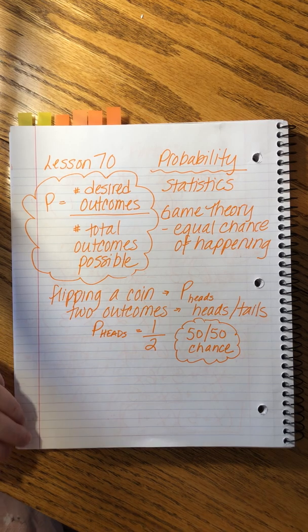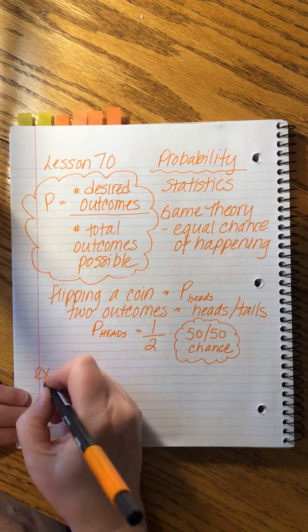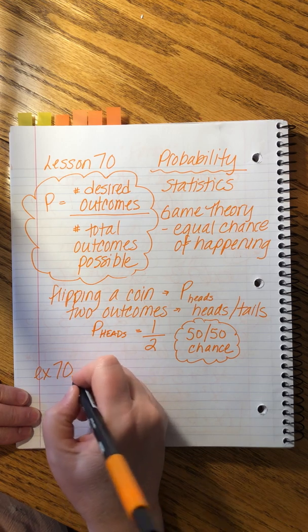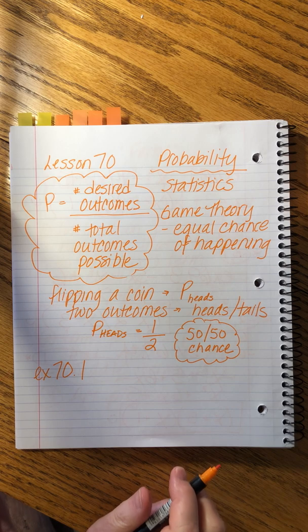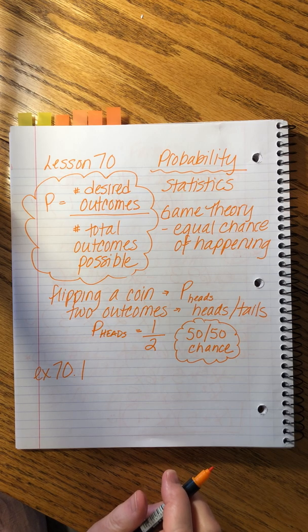Okay, let's take a look at a couple examples. And these, you guys, these are fun problems. They do not really get very hard. All right, let's see what 70.1 says. A fair coin. Okay, let me tell you what a fair coin is. A fair coin is a normal coin.